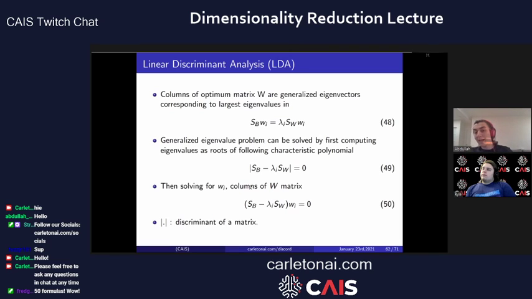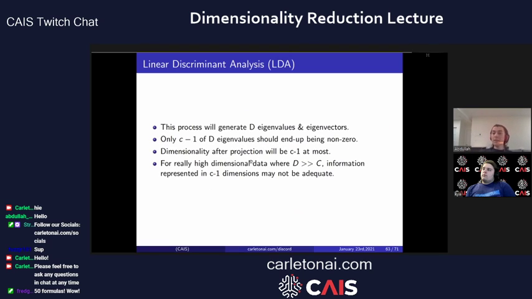And once you've done that, then you can solve this problem to find the ideal W, right? And as you can see here, this is a discriminant operator. This process will generate the eigenvalues and the eigenvectors. However, only C minus one of them should end up being non-zero, right? And the dimensionality after the projection will be C minus one at most.